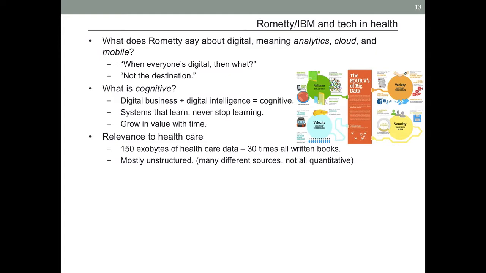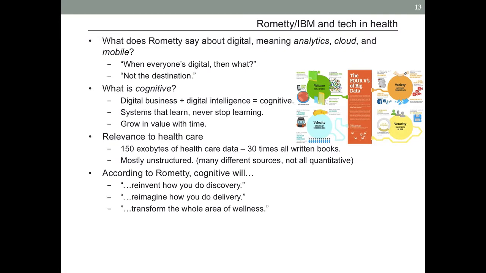And then I think this is easy, but the relevance to healthcare is there. A lot of data, mostly unstructured, and I'll say more about that in class. And then see where she positions the role of cognitive in the future of healthcare. It's actually quite stunning, I think.